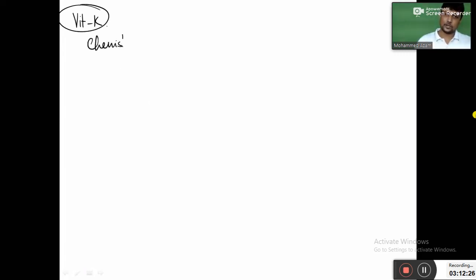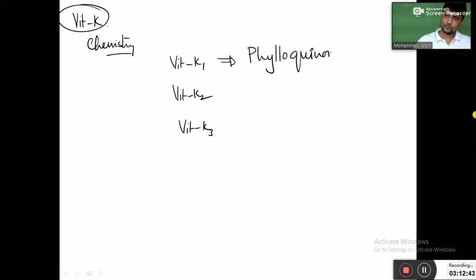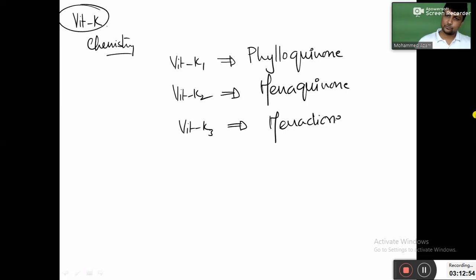पहले हमको ना chemistry पढ़ना होगा. Chemistry, vitamin K will be of three forms, sir. Vitamin K1, and then you have got vitamin K2, and then you have got the vitamin K3. Vitamin K1 will be phyllocyanone, and vitamin K2 will be the menaquinone, and vitamin K3 here will be the menadione. ठीक है? So remember about the phyllocyanone, menaquinone, and menadione.